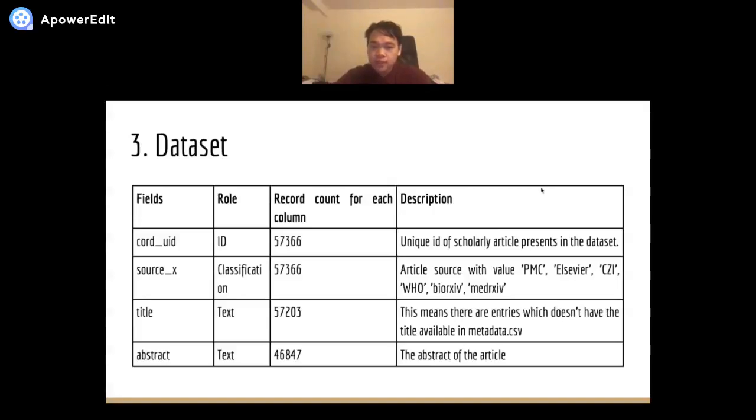Take a look at the dataset. The first one is called UID, the unique ID of the scholarly article presented in the dataset. The second one is the source X. It is a classification, the article source with value PMC. The third is the title. This means there are entries which don't have a title available in the dataset. The last one is the abstract.